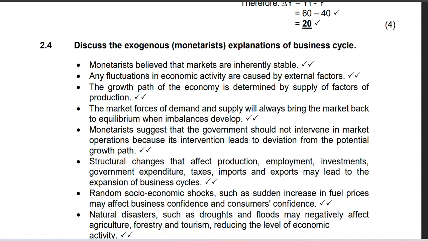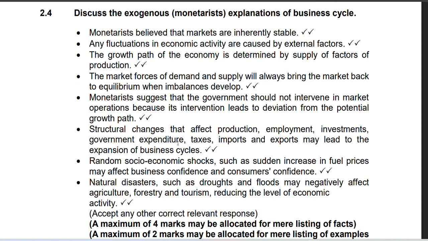The growth path of the economy is determined by the supply of factors of production. The market forces of demand and supply will always bring the market back to equilibrium when imbalances develop. Monetarists suggest that the government should not intervene in market operation because intervention leads to deviation from the potential market growth. So, what are they saying? They're saying the government should not reduce taxes, provide subsidies, or do any form of intervention, because by doing that, they may hinder the potential growth path of the economy.